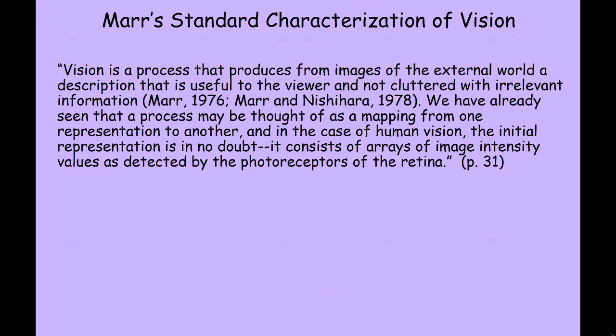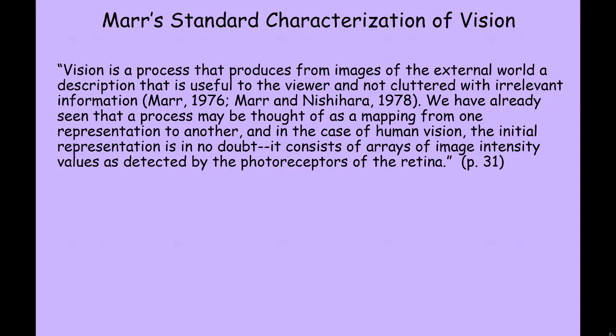So now that we have our strategy for explaining the problem, we have to come up with a characterization of vision. We have to introduce the sort of computational theory. And this is what Marr tells us it is, in his broadest strokes anyway. He says, vision is a process that produces from images of the external world a description that is useful to the viewer and not cluttered with irrelevant information.